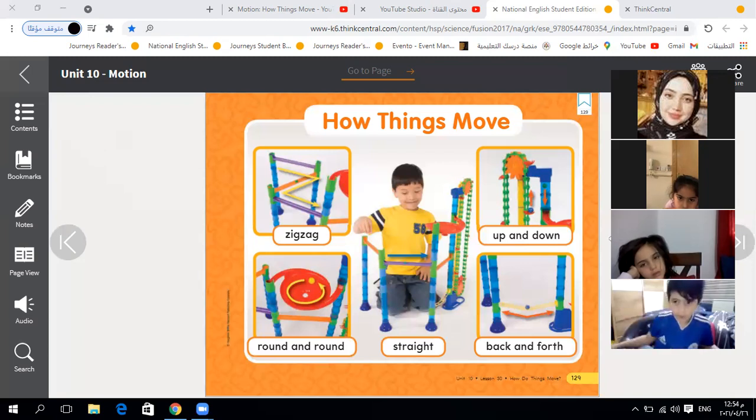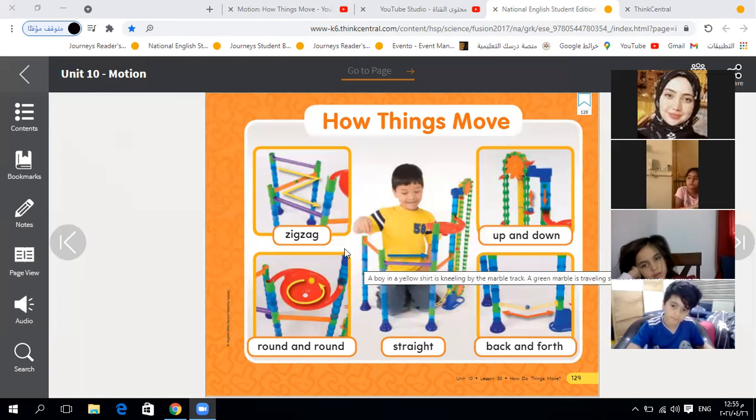Okay. Can you see here, Amir? Yes, Irina? Can you see the blue marble here, moving back and forth on a part of the marble track? Back and forth. What do we call it? Back and forth.